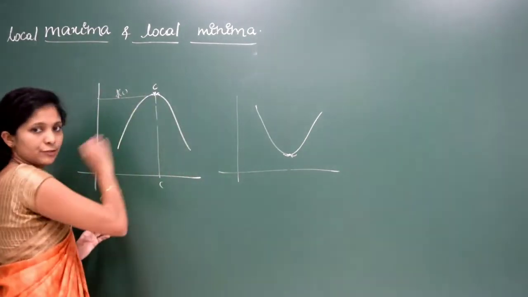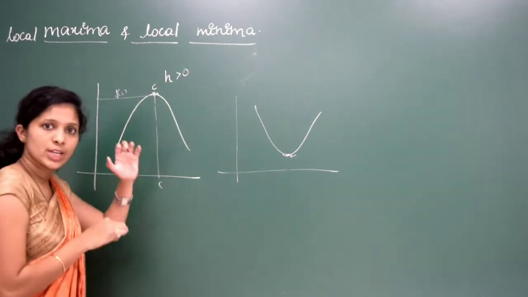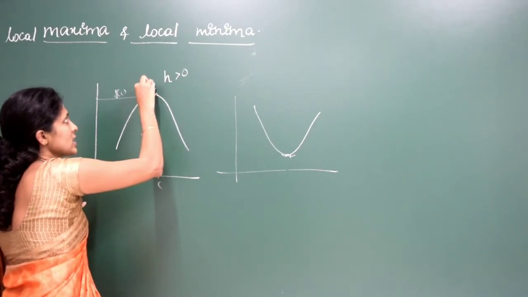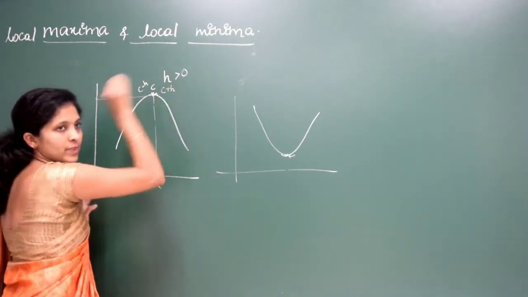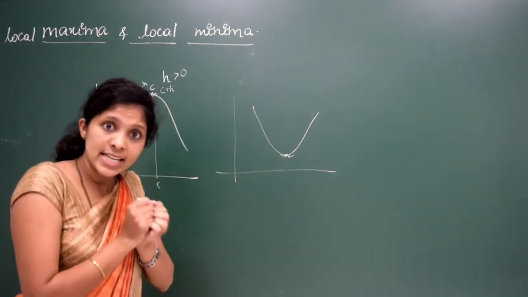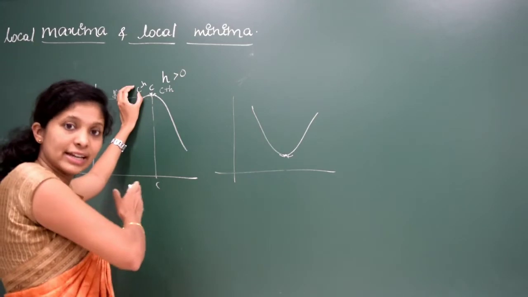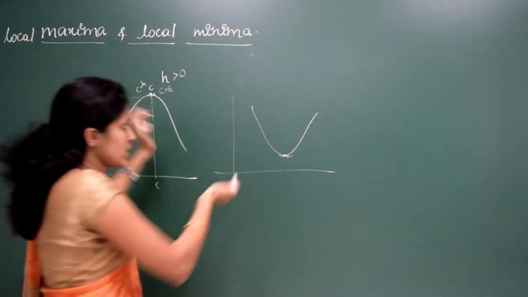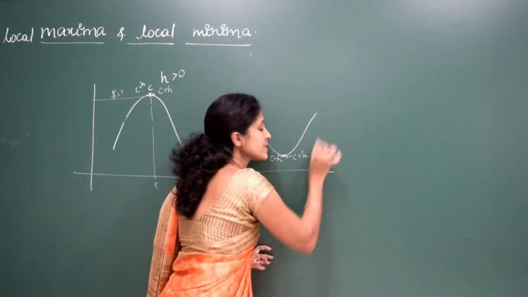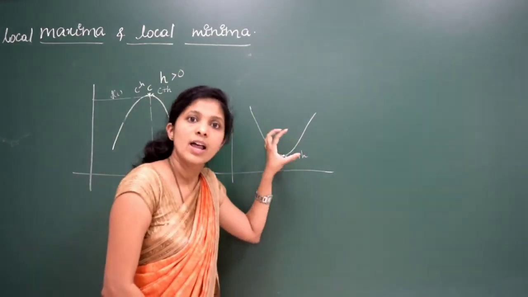The definition says that there exists some h which should be greater than 0. There should exist one positive quantity such that we take c minus h and c plus h. Is it clear? There should exist one value, and that value should be greater than 0. Then two values in between are possible: one is c minus h, on the left side, and on the right side it will be c plus h. Here also, this side will be c minus h and this side c plus h. So these are called local maxima and this is called the local minimum.